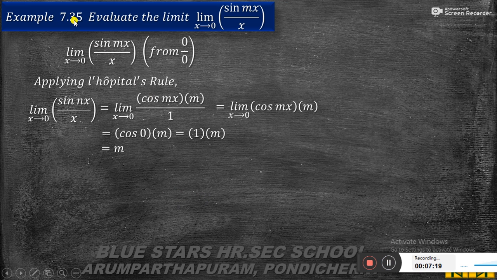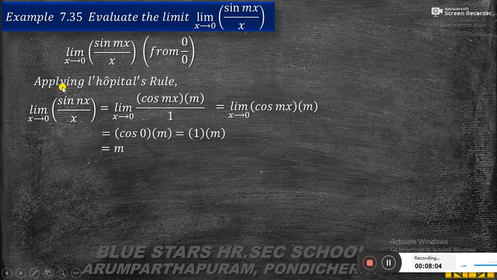So next, example 7.35: evaluate the limit x tends to 0 of sin mx by x. So limit x tends to 0 of sin mx by x means you substitute x equal to 0. So sin 0 by 0; sin 0 is 0, so 0 by 0. The numerator is 0 and the denominator is 0. 0 by 0 means indeterminate form. So after the indeterminate form, we apply the L'Hopital rule.